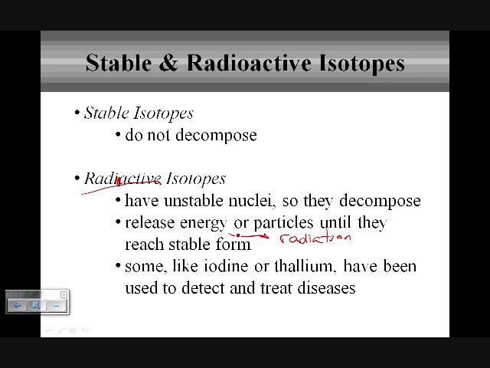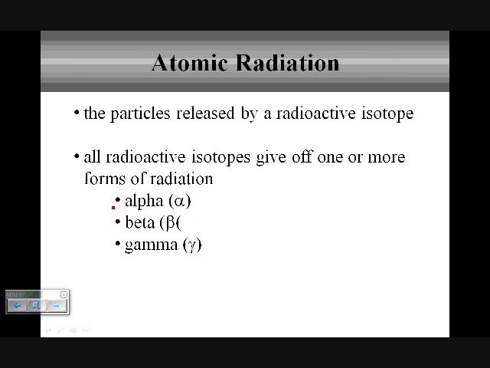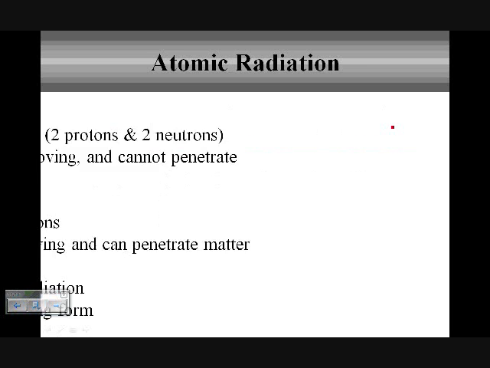And as these radioactive isotopes are breaking down, because they're unstable in nature, they release small or large amounts of radiation. So talking about that radiation, we have three different forms of radiation: alpha, beta, and gamma radiation. And these are those particles that are being given off as the isotope is decomposing. So like it says here, the particles that are released.